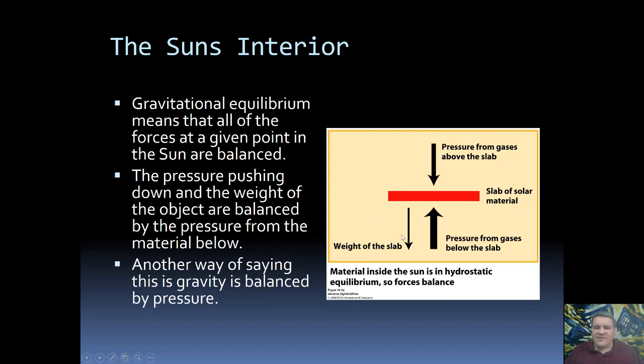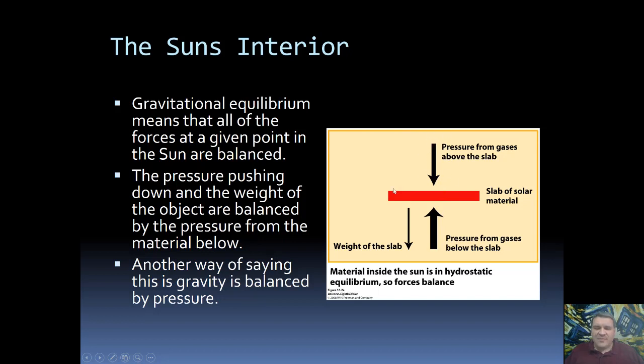We have the weight of the slab pulling down, so gravity is pulling on this mass, pulling it downward. We also have the pressure from the gas above. Gravity is pulling on the stuff above, causing it to press down on this red piece of the sun. Then the last force we have to worry about is the pressure from the stuff below. This stuff is going to be pushing out against this slab. So the idea of gravitational equilibrium is that all of the pieces that are pushing down have to be balanced by all the pieces going out.